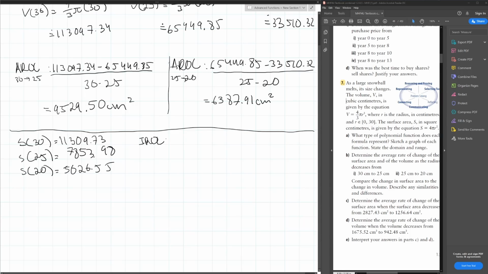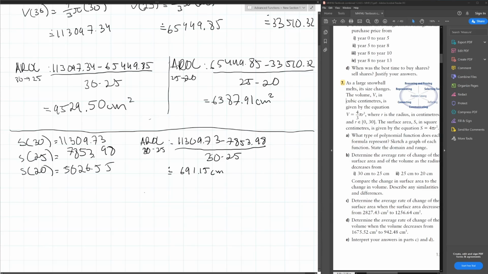So AROC, sorry, not IROC, it's still AROC, just for the surface area from 30 to 25, is 11309.73 minus 7853.98 all over 30 minus 25 is equals to 691.15 centimeters. Again, because it's centimeters squared, just a centimeters. So we take the degree of the centimeters off by 1.